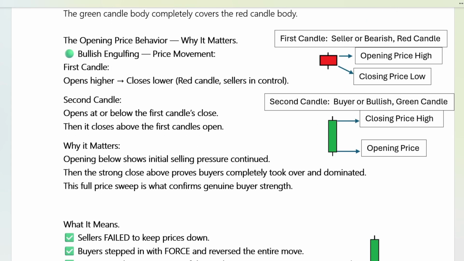Why it matters. Opening below shows initial selling pressure continued. Then the strong close above proves buyers completely took over and dominated. This full price sweep is what confirms genuine buyer strength.